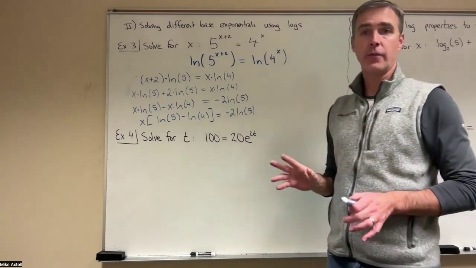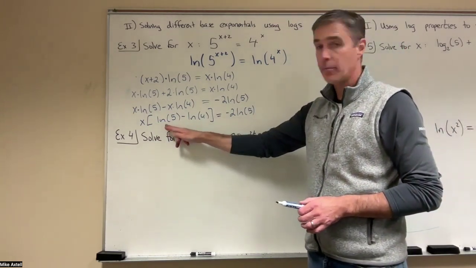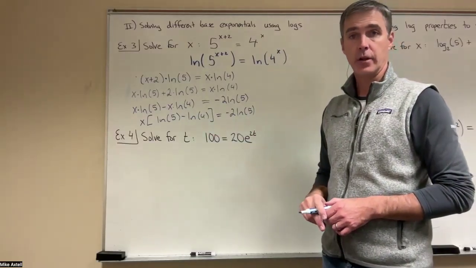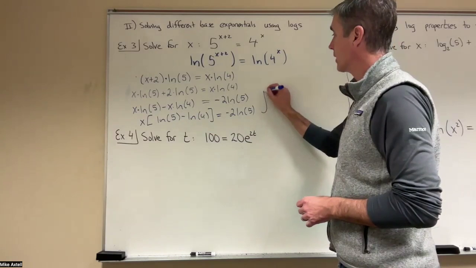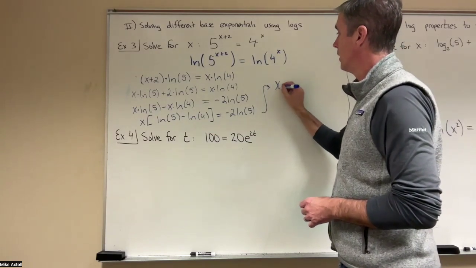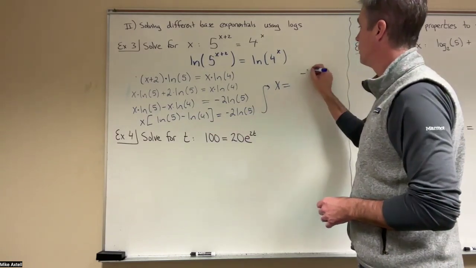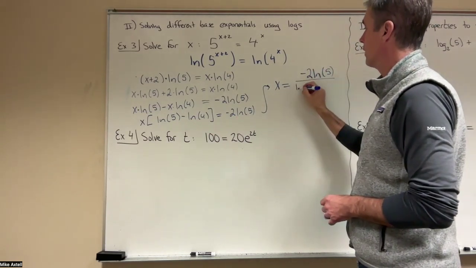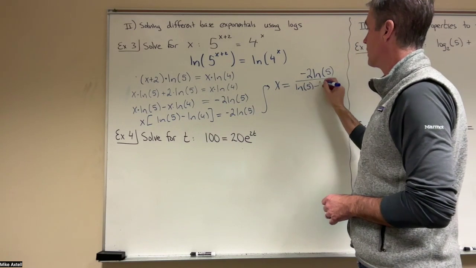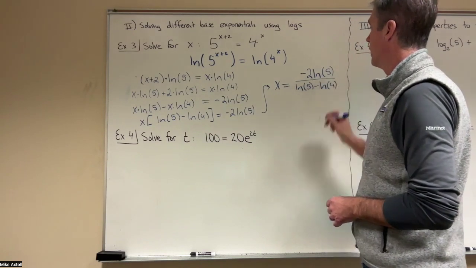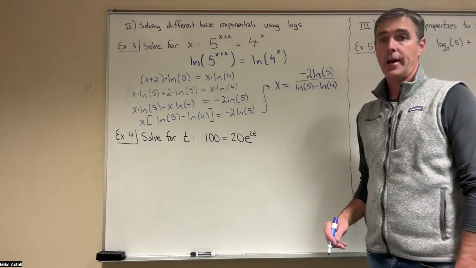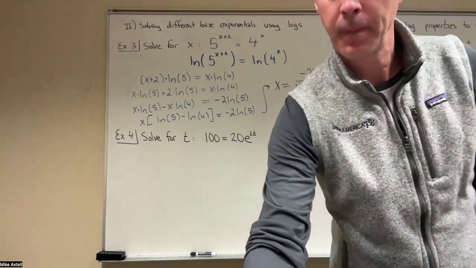And if I'm trying to solve for x, I can now take this number, ln 5 minus ln 4, and divide it underneath the other side. And that would get me x all by myself. So I've got the -2 ln 5 all over ln of 5 minus ln of 4. And that is a number my calculator can tell me, all right? Pretty quickly.